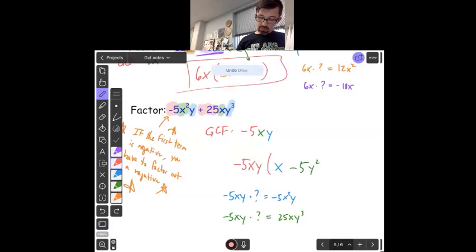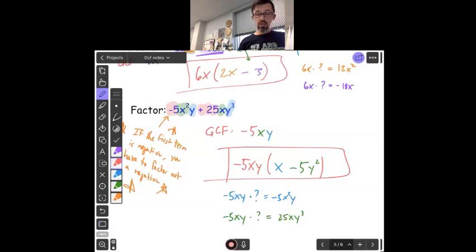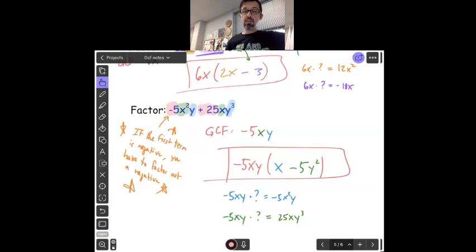Then I go back and see if on the inside there's anything left in common. X and negative 5y squared. There are no numbers in common. This has an x, this has no x's. This has y's, this has no y's. Nothing left in common. Make sure you pull out everything you can. That first term is negative, so you've got to pull out a negative. And these two things better equal this thing.